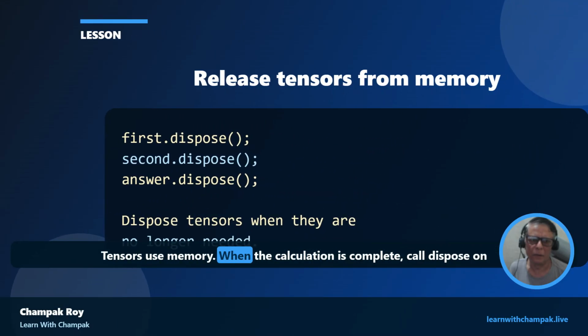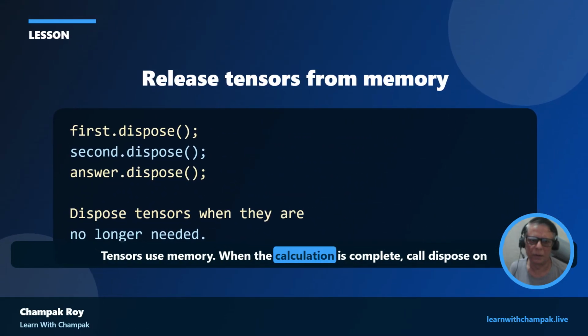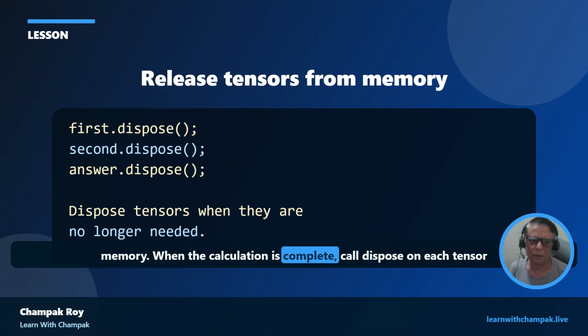Tensors use memory. When the calculation is complete, call dispose on each tensor that is no longer required. This becomes especially important in programs that process many camera frames.